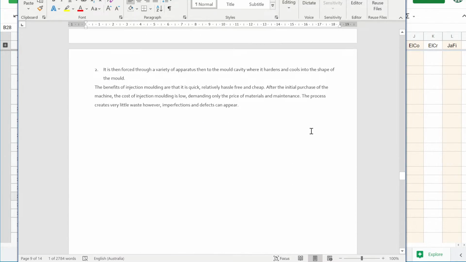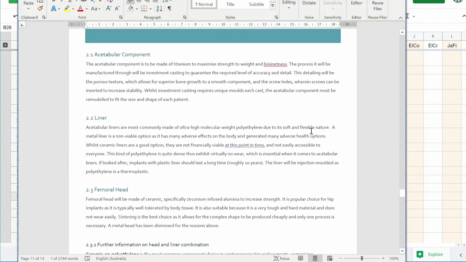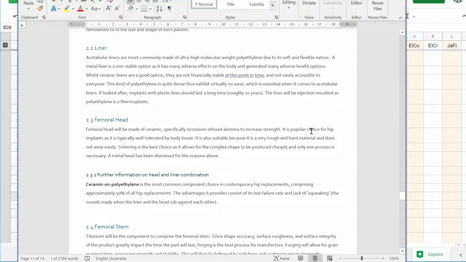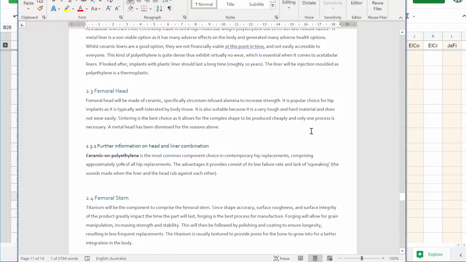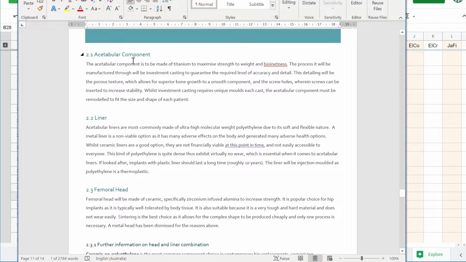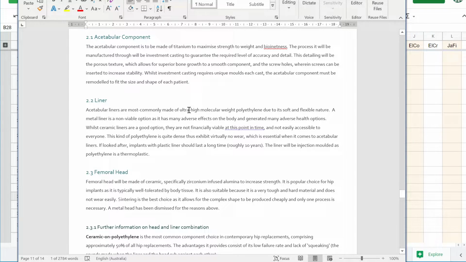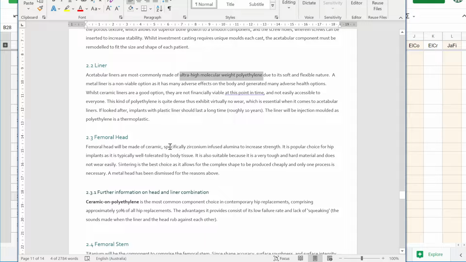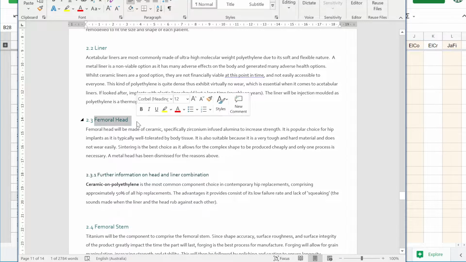Now, where are we using it? Okay, so the acetabular component is made of titanium. The liner is made of polyethylene. The femoral head is made out of zirconium infused alumina to increase strength. So the ball is going to be made out of alumina, made out of ceramics.